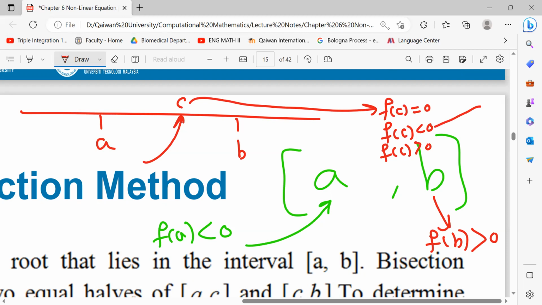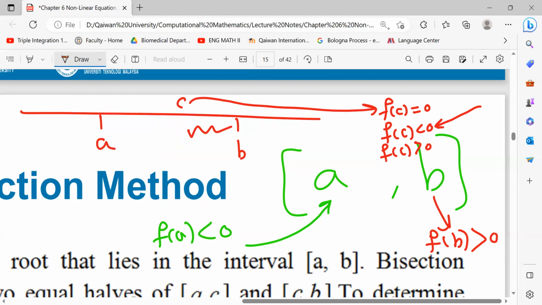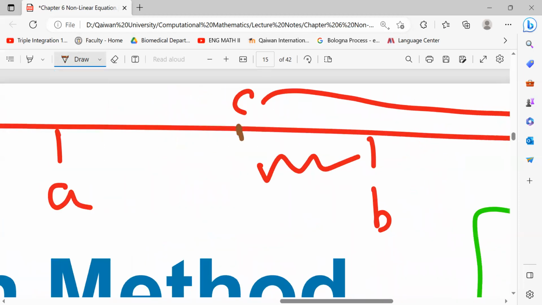If it's less than 0, what's our new interval? Is it this or that one? Look at f of a and f of b. f of a is less than 0. If you take it with a, let's say this is our new interval.